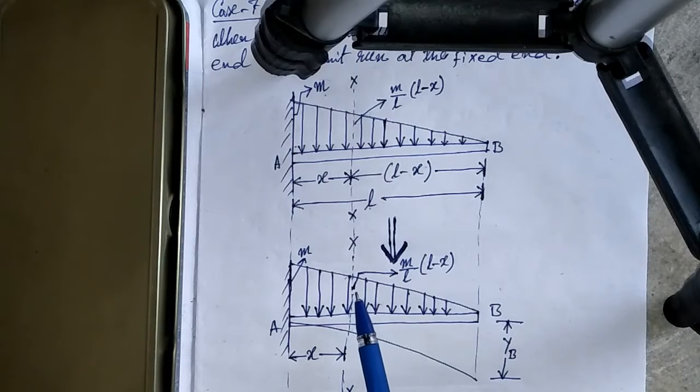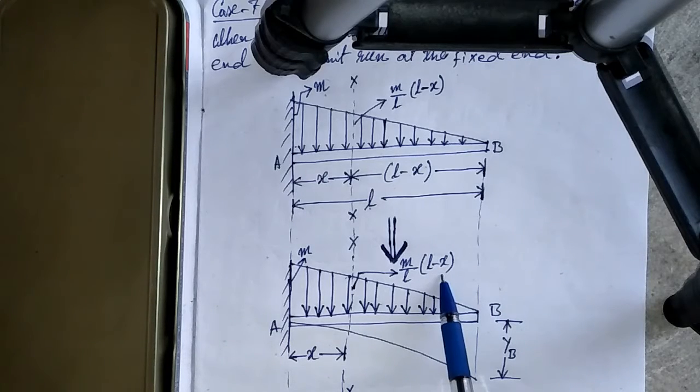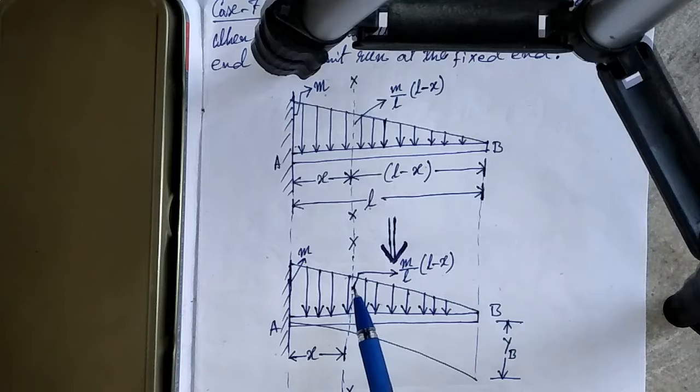At the section XX, which we have taken at a distance x from the fixed end, the intensity of load is M by L into (L minus x). The intensity of load at the section XX is M by L into (L minus x), and at the fixed end the intensity of load is M.